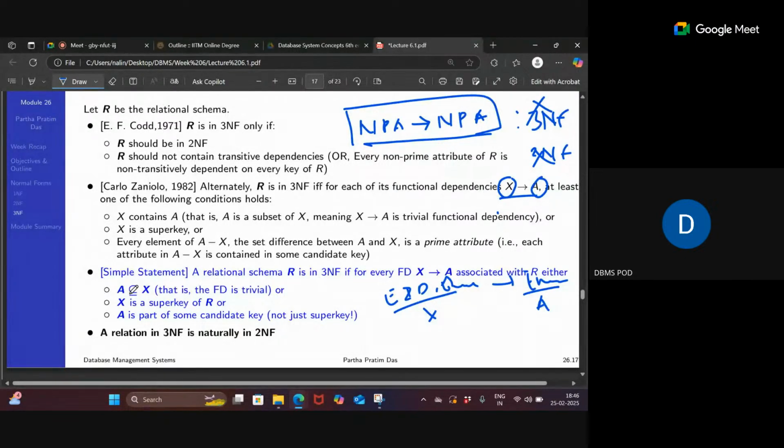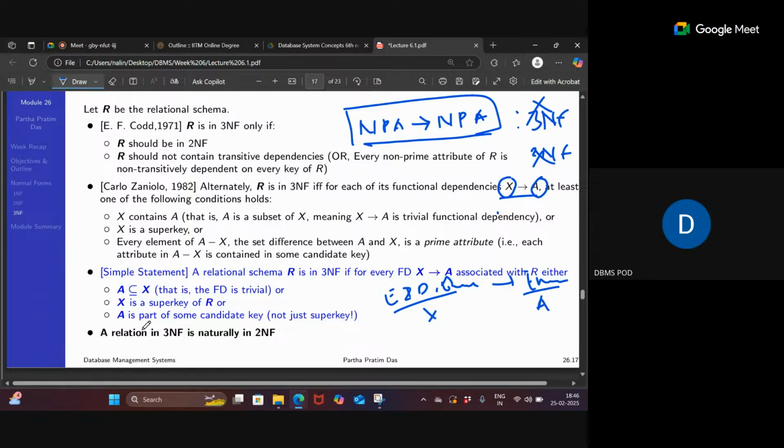For a relation to be in 3NF, it should be in 2NF first. That means it should not have any partial dependency. And if we have any functional dependency X determines A, then the functional dependency can be trivial, that means A is a subset of X, or X can be a super key of R. Then we can say it is in 3NF.